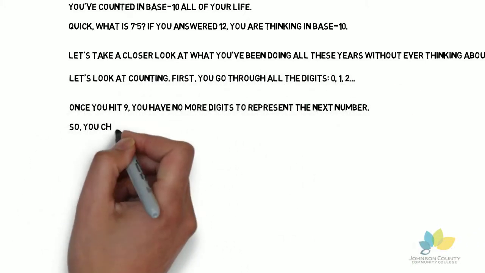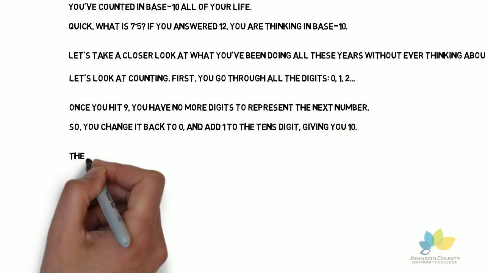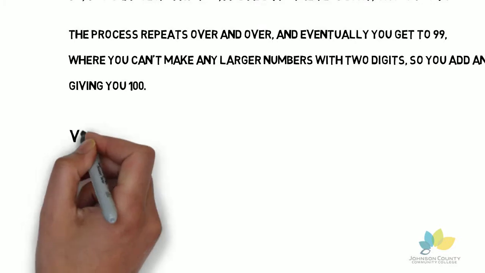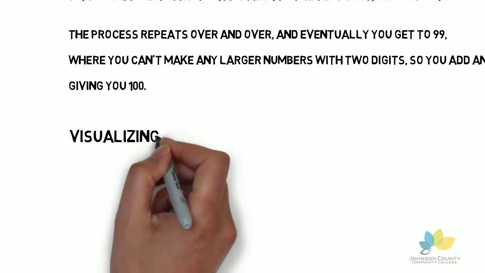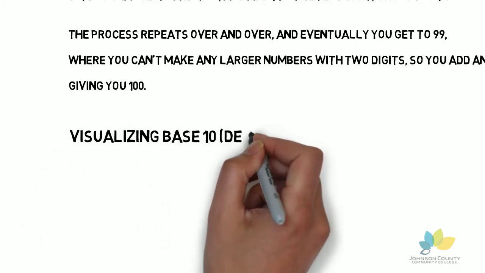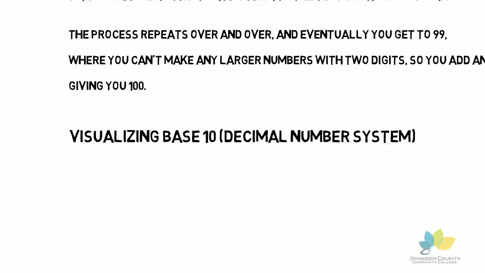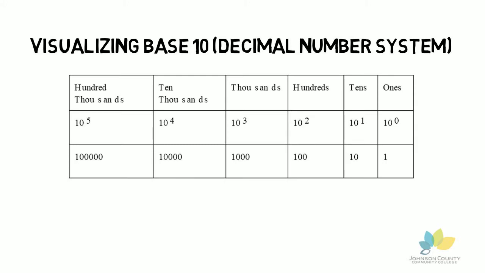Let's look at counting. You go through the digits, and once you hit 9, you have no more digits to represent the next number. So you change it back to 0, add 1 to the tens digit, giving you 10. The process repeats over and over, and eventually you get to 99, where you can't make any larger numbers with 2 digits, so you add another, giving you 100. The following chart will help you visualize the base 10 numbering system.